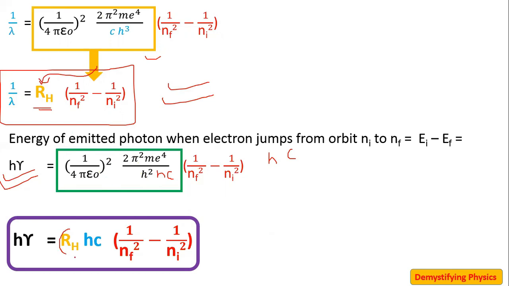So I've converted my formula. H nu is equal to RH into hc into 1 by nf square minus 1 by ni square. This is the energy of the emitted photon in terms of RH. So you may get numericals in which you have to use this formula.